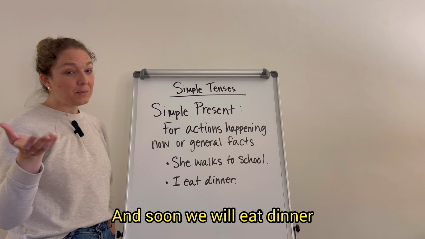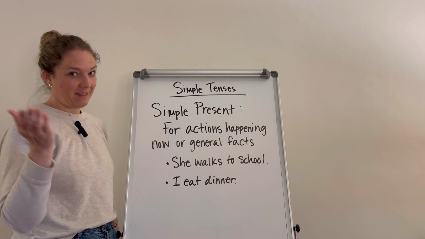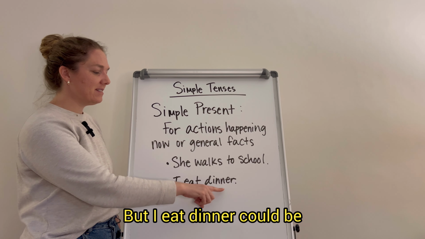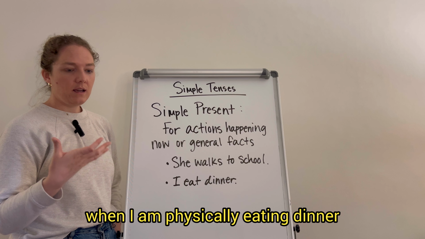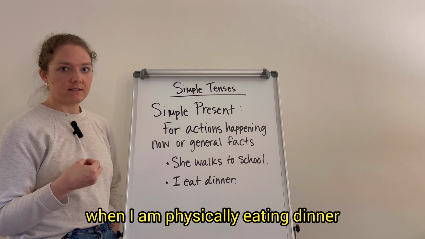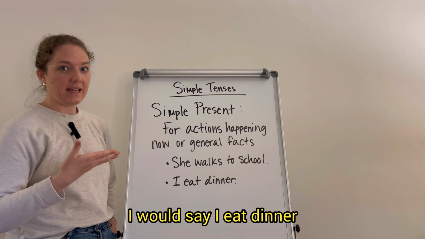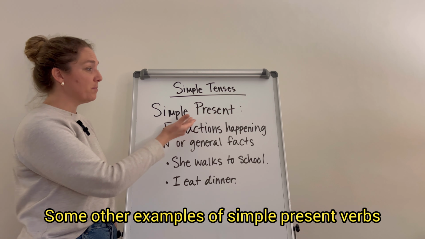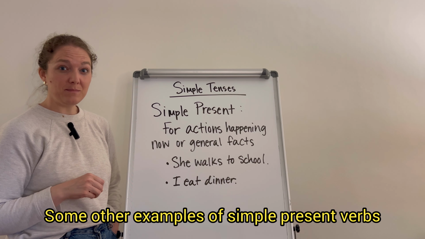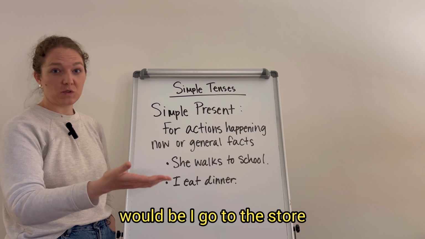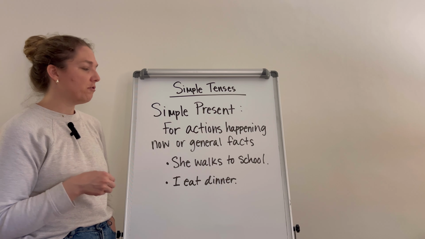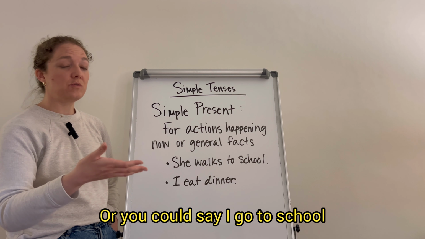And soon we will eat dinner. That is what we're making right now. But I eat dinner could be when I am physically eating dinner. I would say I eat dinner. Some other examples of simple present verbs would be I go to the store. Or you could say I go to school.